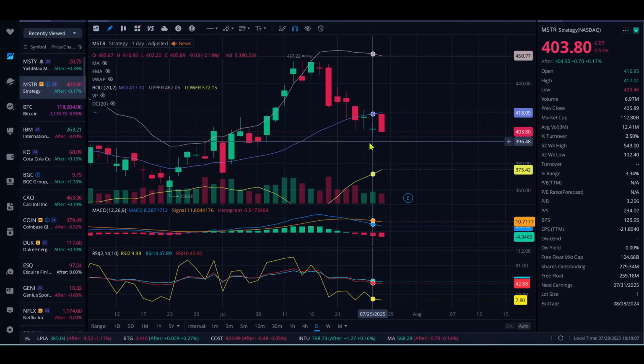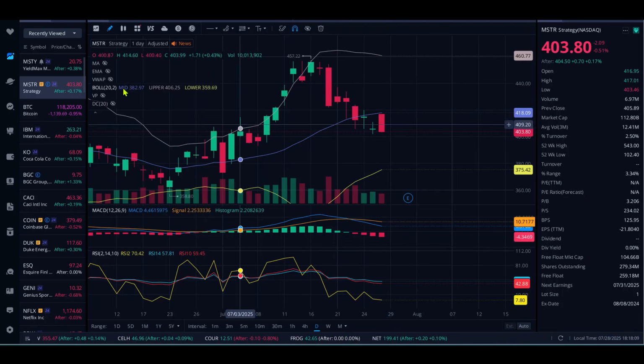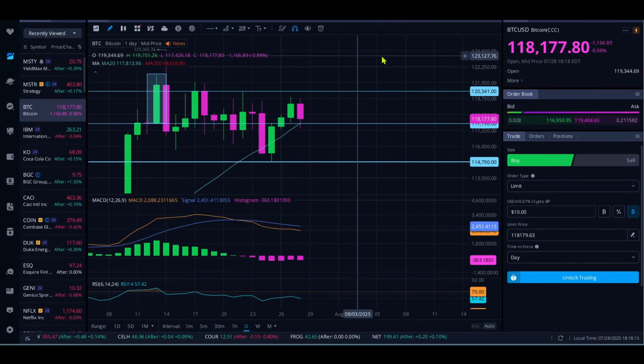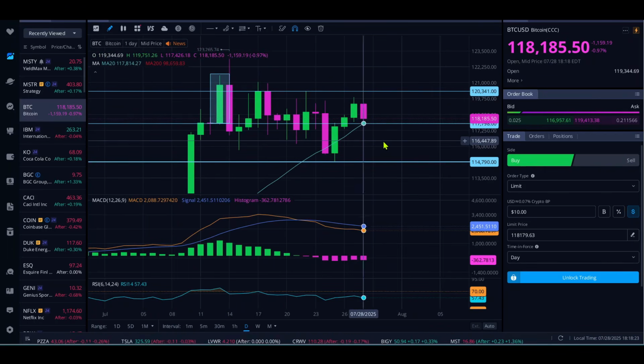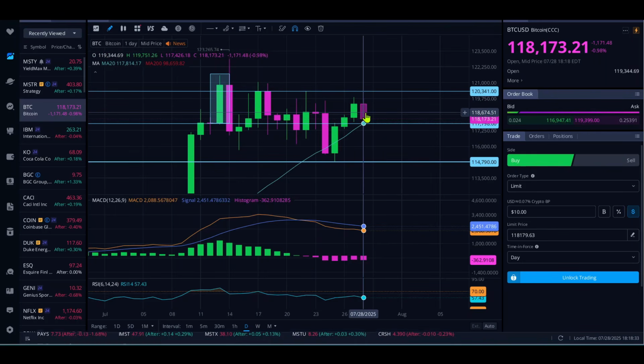Now, of course, what drives MSTR? Well, that's Bitcoin. And let's take a quick look here. And now we're looking at Bitcoin. And as you can see, we are still just trading within this range, right? It's just staying right here in this channel. It is not wanting to move out of it. And it was down today about 0.98%. So of course that probably is why MSTR got pulled down. And then of course when MSTR gets pulled down, MSTY gets dragged down with it, right?